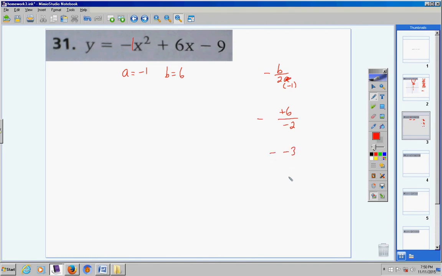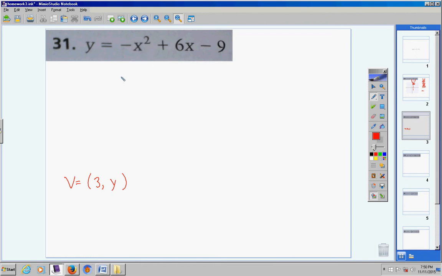So a negative makes the 3 become positive. So there we go. I'm halfway done with my vertex. Now to find the y value, which goes right here, I'm going to pick up this 3 right here and put it in for x. Now whenever there's negative signs, be really careful.